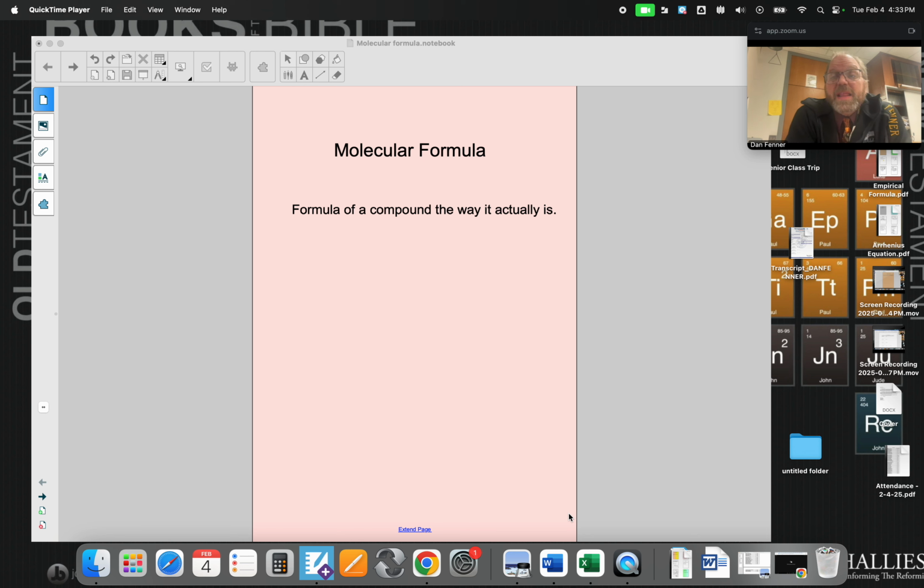Let's talk chemistry. The last concept in our mole identification, we're looking at the molecular formula. Now, we said before, empirical formula is in its simplest form. Today, we're going to look at molecular formula. Molecular formula is the way it actually is. That HO, empirical, actually it is molecular formula H2O2.